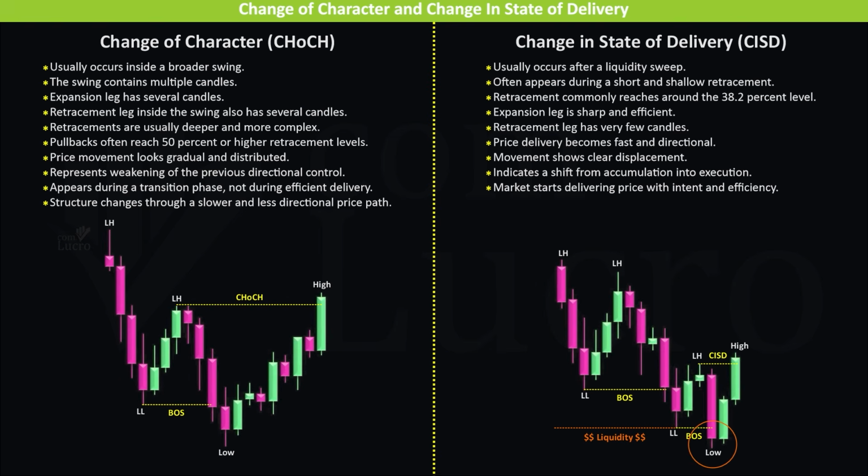It provides an early indication that a reversal may be developing, especially after liquidity has been cleared from one side of the market. When combined with liquidity sweeps and fair value gaps, CISD helps align entries with momentum and institutional price delivery. Understanding the difference between change of character and change in state of delivery allows traders to read market transitions more precisely. Change of character highlights structural weakening through slower movements, while CISD confirms that price has shifted into a faster and more directional state.